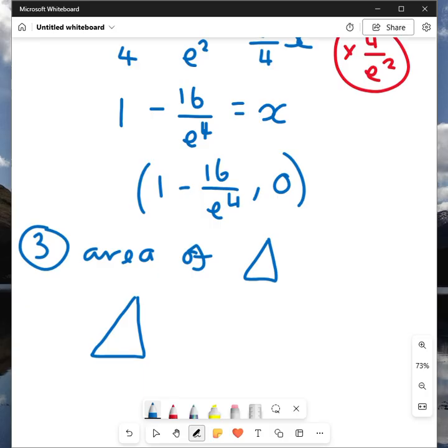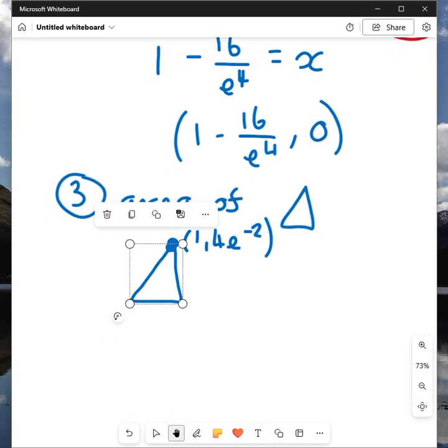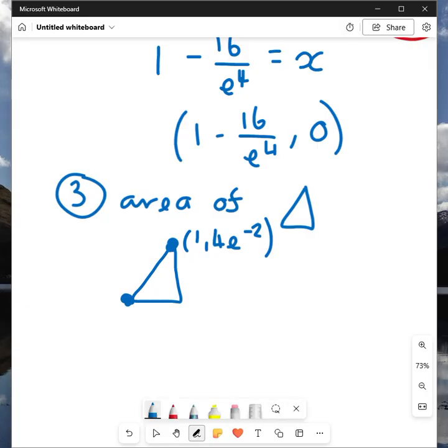So remember what our triangle looks like. We had our point here at, and I've already forgotten what it is, (1, 4e to the minus 2). It's this point, and then I want this point, which I know what it was. It was at (1 minus 16 over e to the 4, 0). So now let's think about our base and height. We've already said that the height here is 4e to the minus 2.